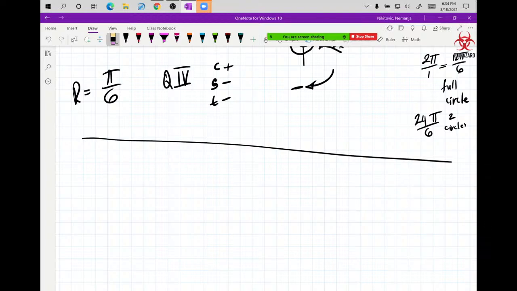Let's do another one with the radian measure, and then we'll calculate. So they say 23 pi over 4. Okay, try this one on your own. 23 pi over 4. We need a reference angle for that one.